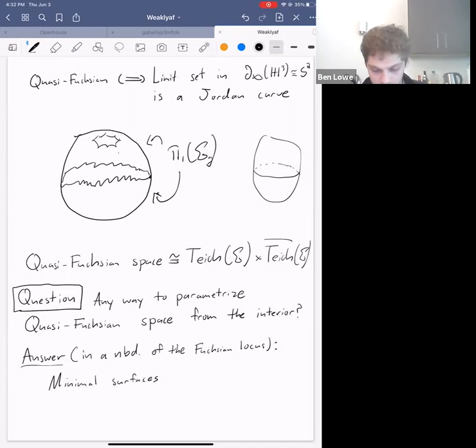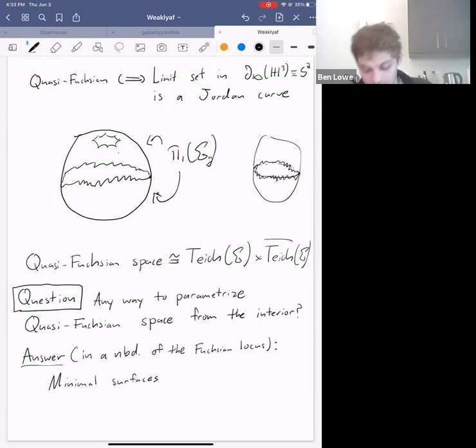Yeah, and so there's a way to do this in a neighborhood of the Fuchsian locus, these Fuchsian manifolds, which are the model ones. If we take quasi-Fuchsian manifolds that are close to the Fuchsian locus, we'll get boundaries at infinity that are Jordan curves pretty close to the round circle limit set for a Fuchsian manifold. So if we deform a little bit off the Fuchsian locus, it turns out we can answer this question using minimal surfaces.